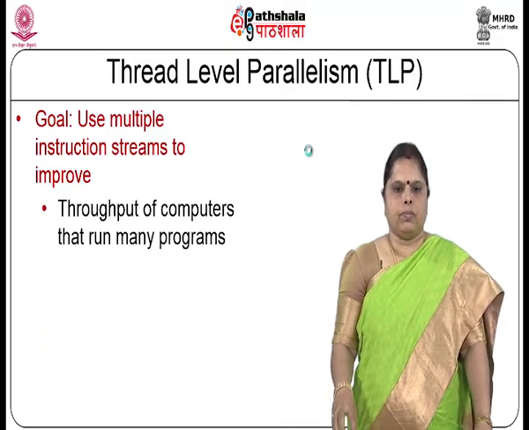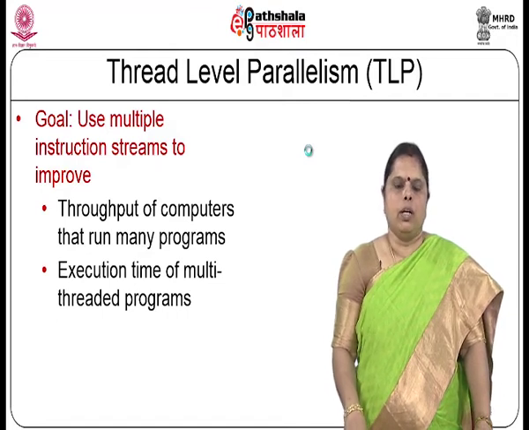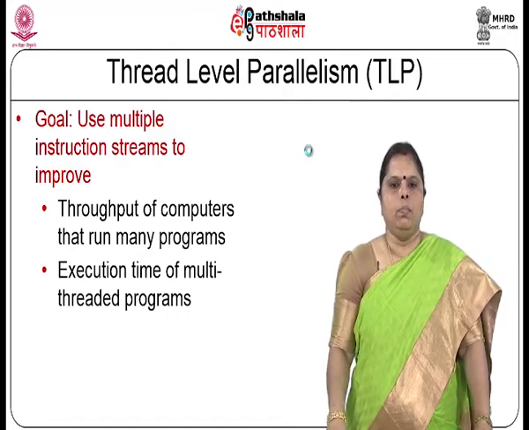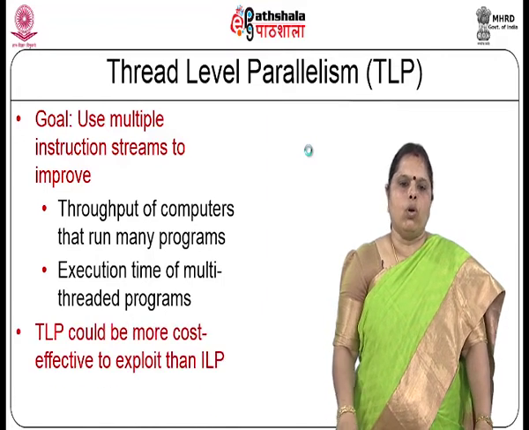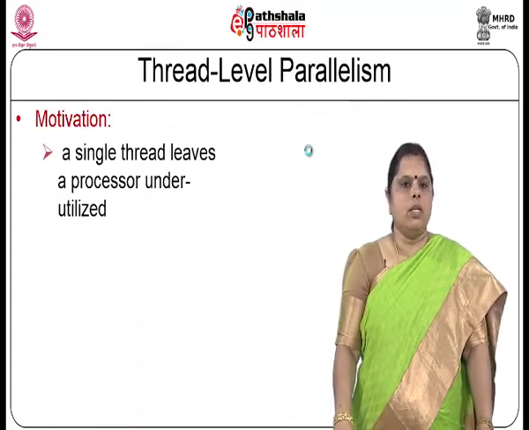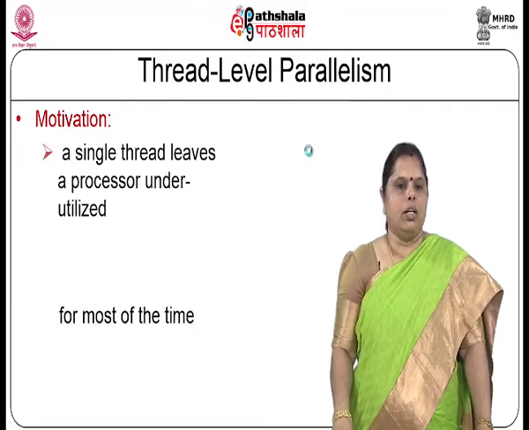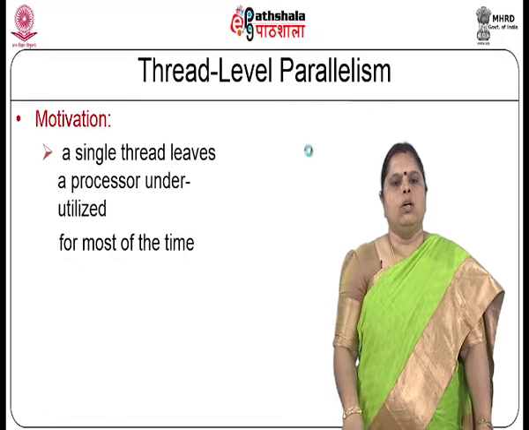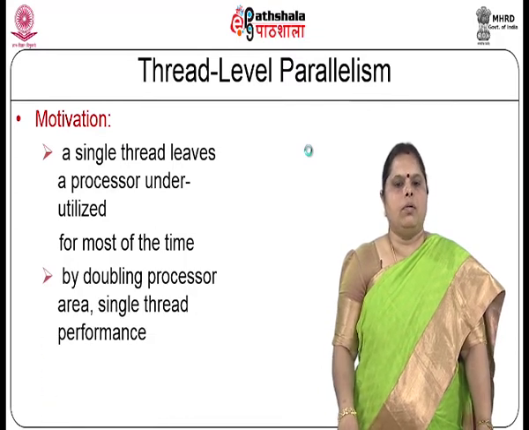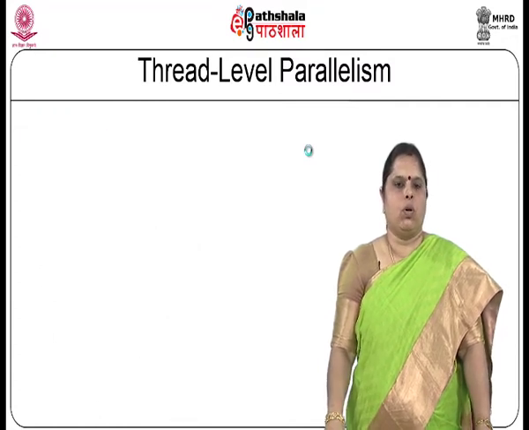So, the goal is to use multiple instruction streams in order to improve the throughput of computers that run many programs and also improve the execution times of multithreaded programs. And TLP can be more cost effective to exploit than instruction level parallelism. The motivation behind thread level parallelism is also the fact that a single thread of execution leaves a processor underutilized. You may have many functional units which are not utilized most of the time, and just doubling the processor area does not improve single thread performance.